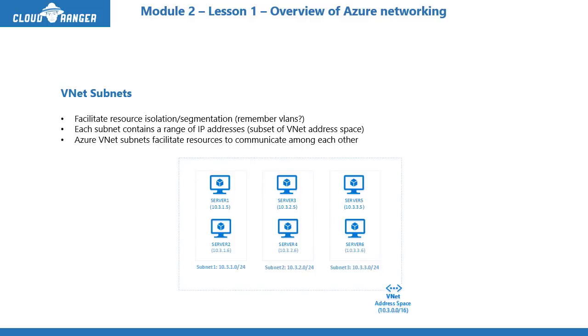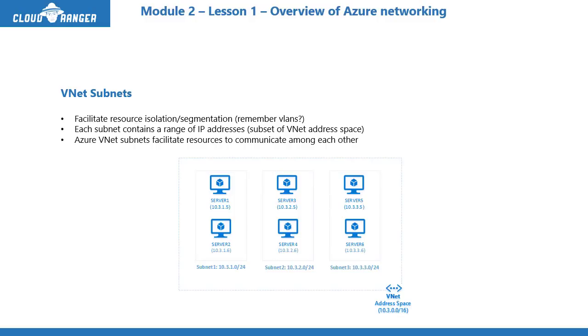Now next go to VNet subnets. So if you already are familiar with a subnet, then this is exactly what it is. It's a subnet. For you folks, a subnet is used to facilitate resource isolation or segmentation within a single network. If you remember VLANs, once again for the network folks, I'm kind of synonymously using VLANs and subnets. For most contexts they're one-to-one and mean the same thing, but it's a little different, as you can imagine. But it serves the same purpose, right? Each subnet contains a range of IP addresses, as you can imagine.